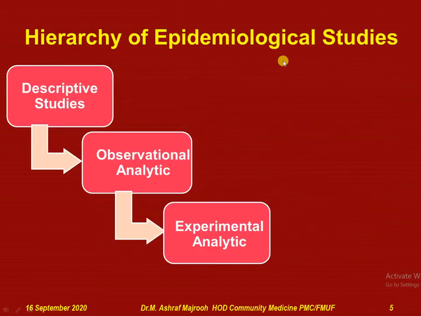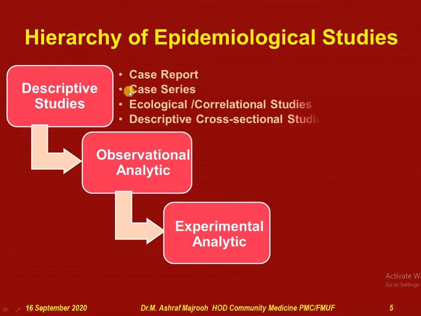Now, hierarchy of epidemiological study. The epidemiological study designs fall under three categories: descriptive studies, observational analytic, experimental analytic. If we talk about the descriptive studies, it includes four designs. First is the case report, case series, then ecological or correlational studies, and descriptive cross-sectional studies.